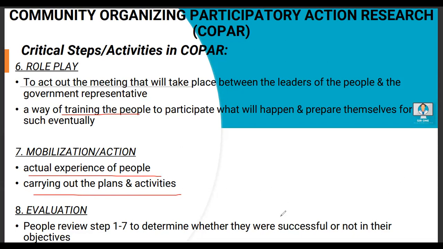And then lastly, we have the evaluation. People review steps from 1 to 7. Okay, you will do the activities from 1 to 7. They review everything they did to determine whether they were successful or not in their objectives. Because if it was not successful, you will make a plan B and repeat. Okay? Or if something was accomplished, only partially met, like out of 10, only 5 was done, you will go back again, but it will be better, I mean, you will have gotten the hang of it. Okay?